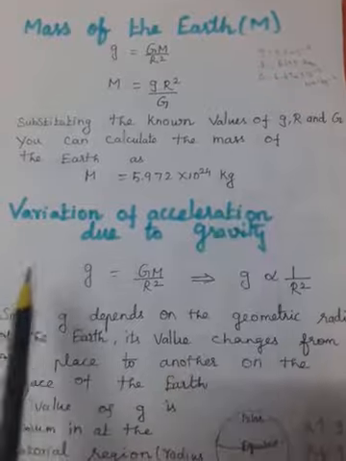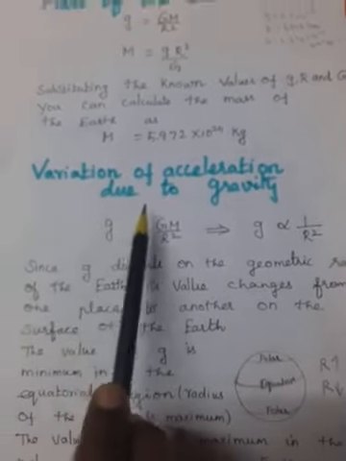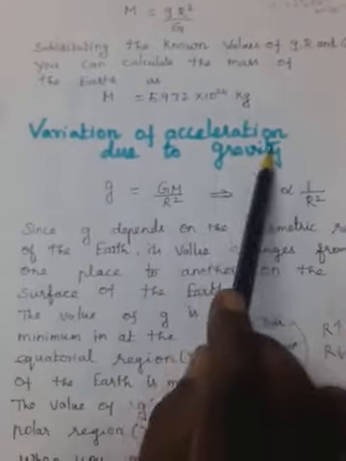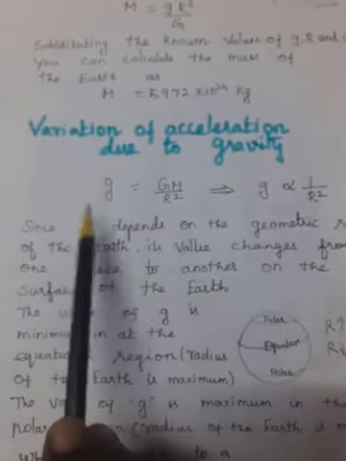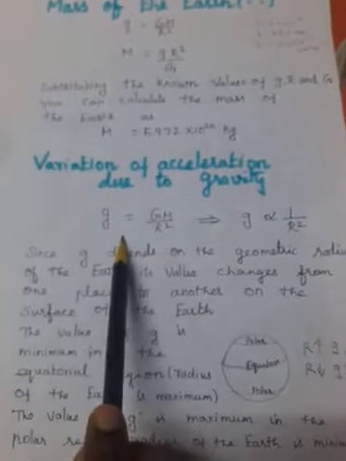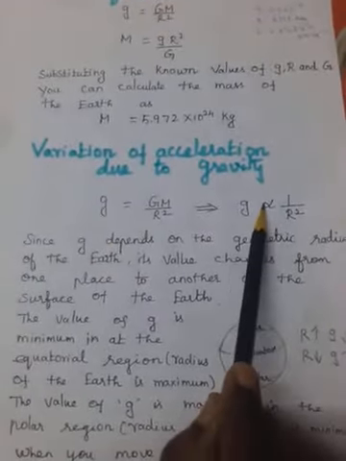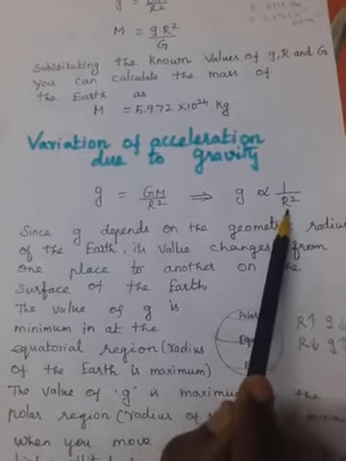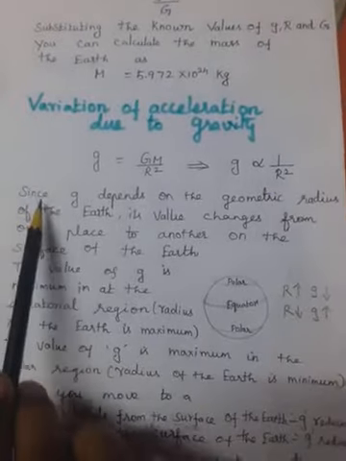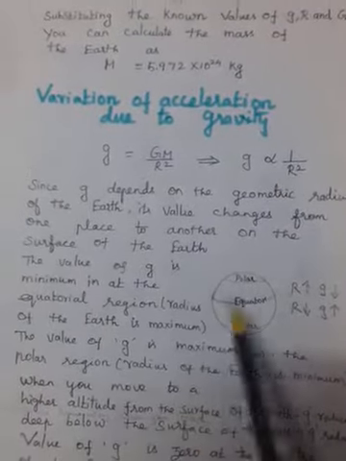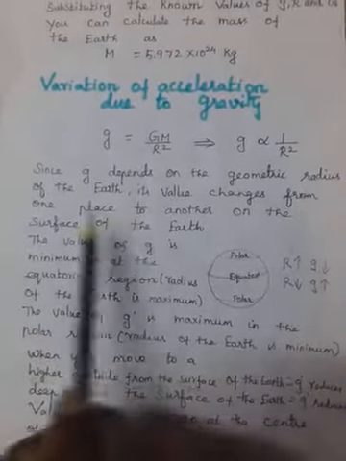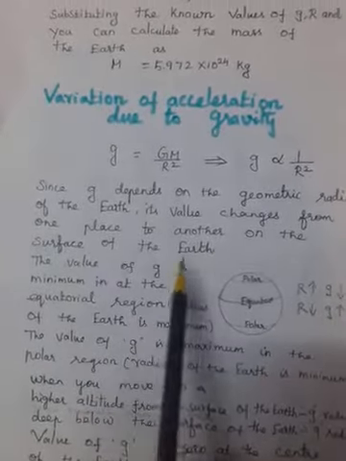Okay student, next one: how the acceleration due to gravity varies from place to place. See, variation of acceleration due to gravity. Here g is equal to G M by R square. From this equation, g is inversely proportional to R square. R means the radius of the earth, isn't it? Since g depends on the geometric radius of the earth, its value changes from one place to another on the surface of the earth.